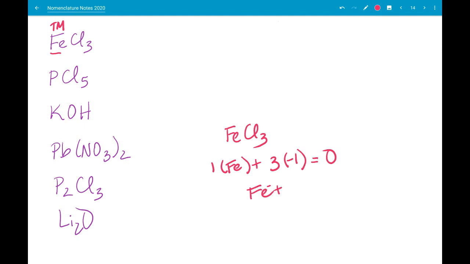So Fe must be equal to +3. So here it becomes iron 3, and then chlorine becomes chloride. So we would use that second column in the nomenclature flowchart to figure that one out. Now, some of you might have figured out, well, that 3 came from here, from the drop and swap.